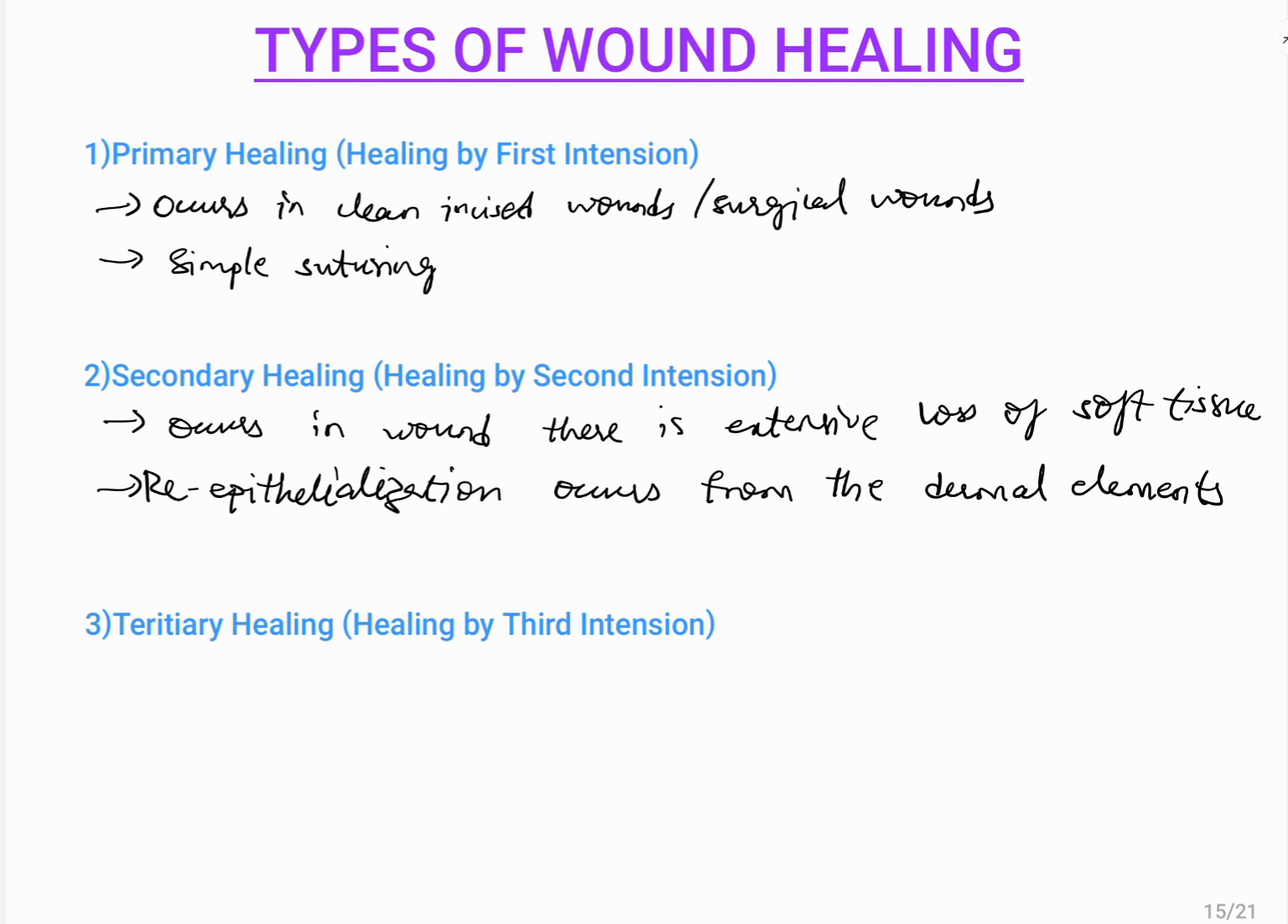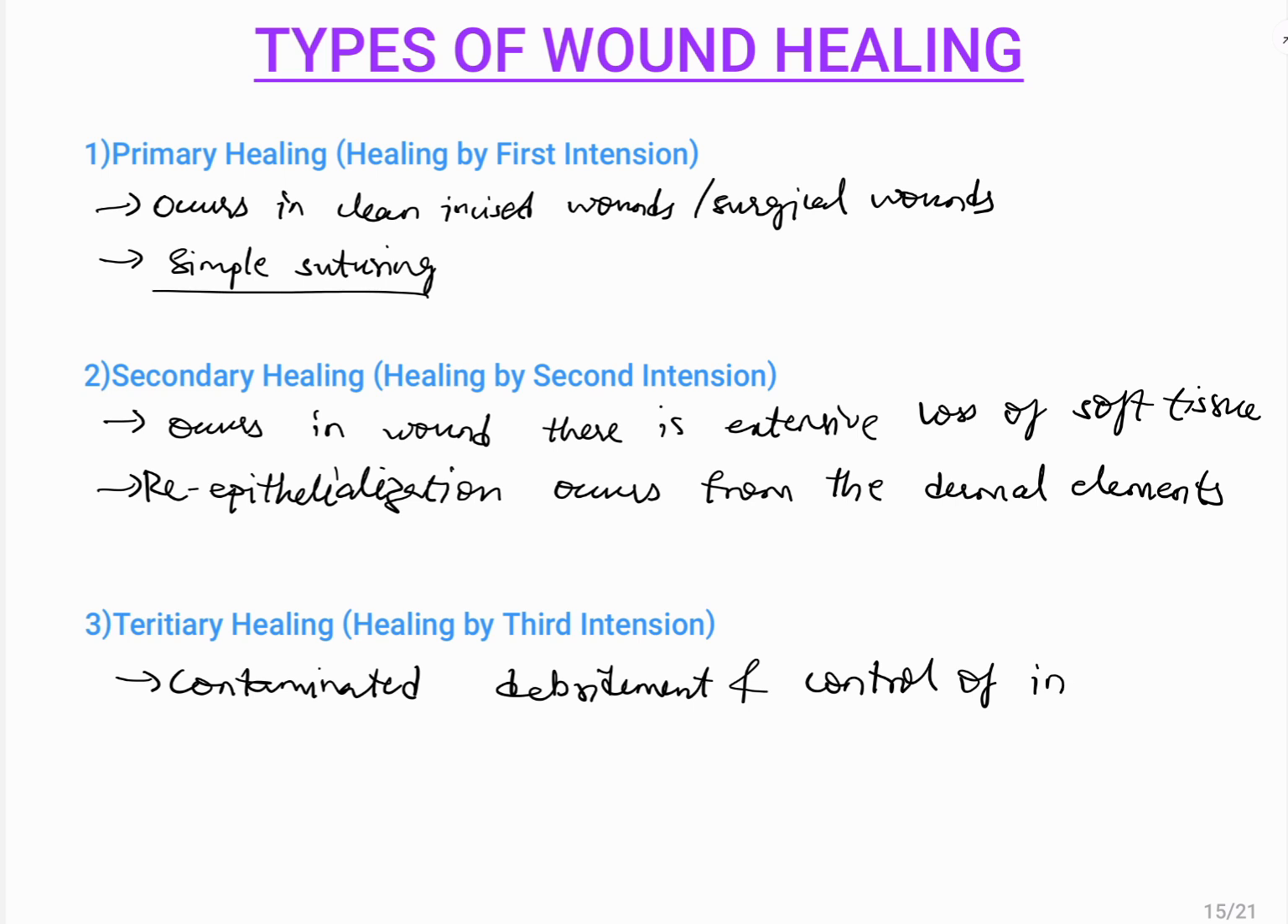At last, tertiary healing. Tertiary healing also occurs same as the primary healing, but it is seen in the wounds which are contaminated. The healing occurs simply by the suturing, but it is seen in contaminated wounds after debridement and control of infection of the wound. The simple difference between primary healing and tertiary healing is that tertiary healing occurs by simple suturing, but in the wounds which are contaminated and the debridement and control of infection has been done.